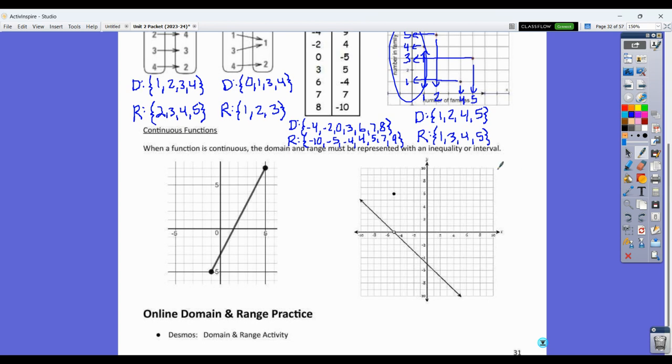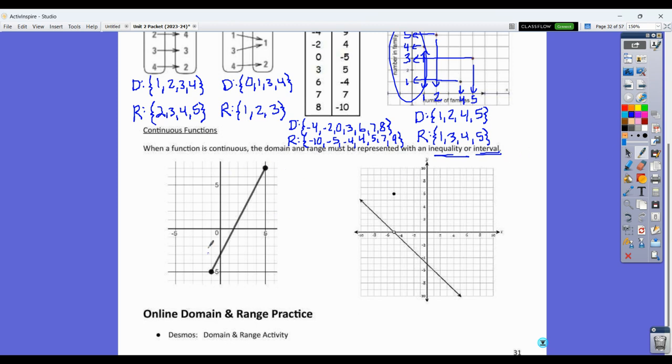So if you have a continuous function, which means we're going to have decimals, we're going to have all kinds of stuff in between there. You can look at them as fractions, whatever. The domain and range must be represented with an inequality or an interval. So we've done a lot of work with inequalities and intervals. I'm going to write them as both in this, but you can write them as one or the other. So domain and range here.